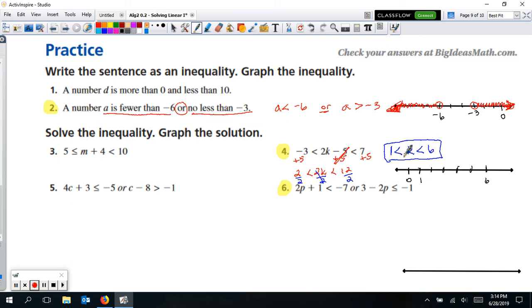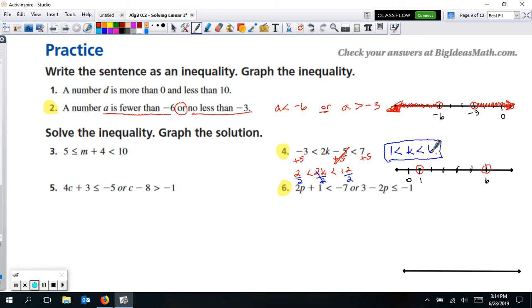And so with this one, we have open holes. There's no equal to. So we're going to put our open holes at 1 and at 6. And since x, or I should say k in this case, k is in between, our variable is in between, we should be shading in between.